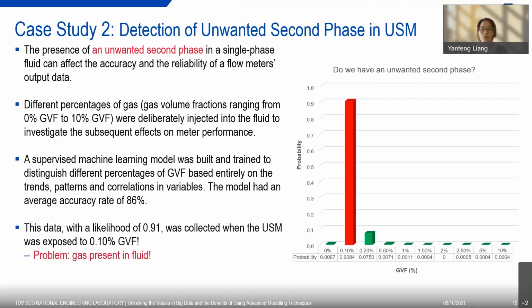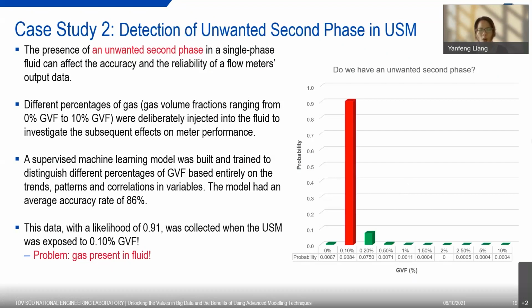So here are the results from the unseen data. Do we have an unwanted second phase? In this case, yes, because the model predicted this data with a likelihood of 0.191 was gathered when the ultrasonic meter was exposed to 0.10% GVF. In other words, we have a problem. There's gas present in the fluid. We need to go and do something about it.